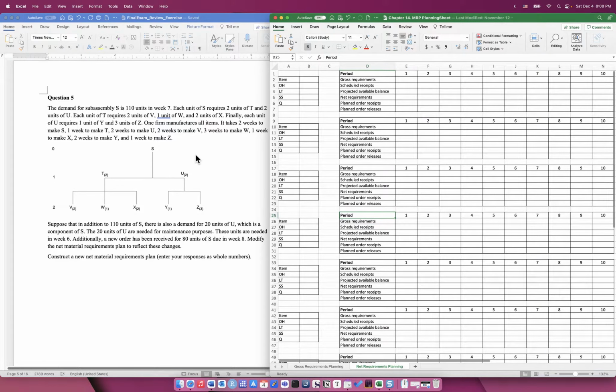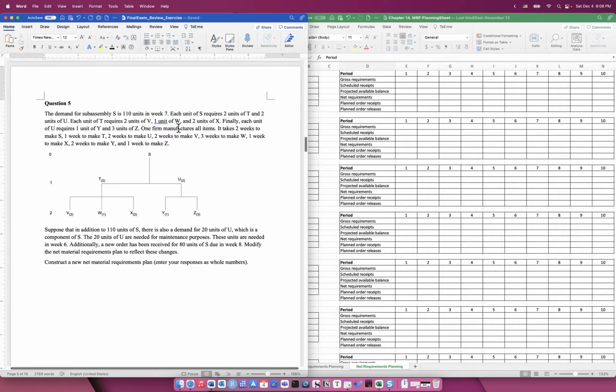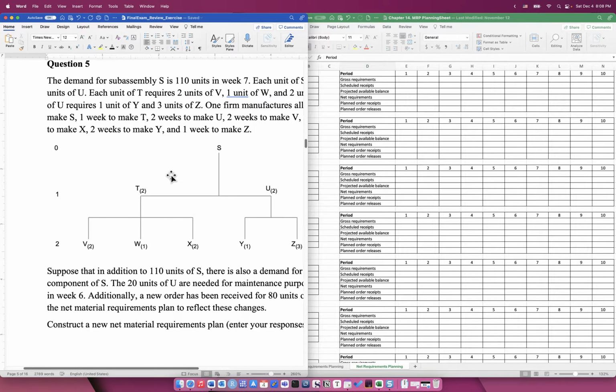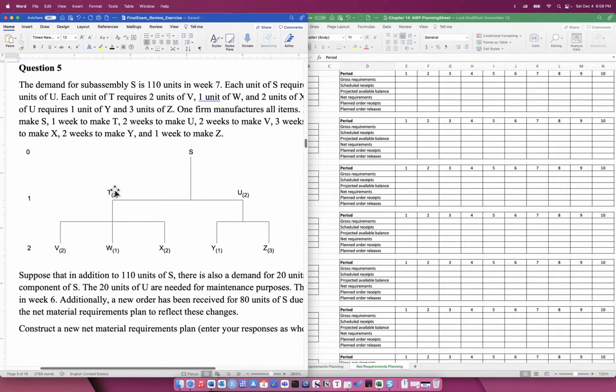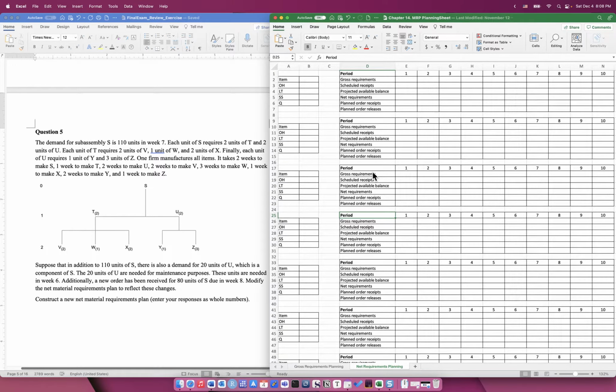The first step is, based on the description, to come up with the bill of material structure. You have to sketch this out so that you know the interrelationships between each component. For example, this tells you that with 1 unit of S, you need 2 units of T. With 1 unit of T, you need 2 units of V. Therefore, with 1 unit of S, you'll need 4 units of V, and so forth. This relationship needs to be made clear before you engage in any type of net requirement planning.